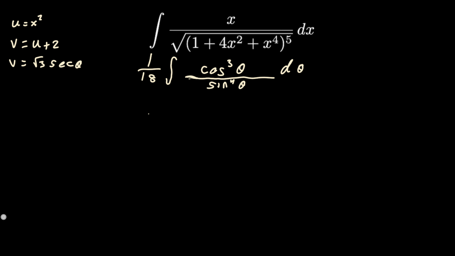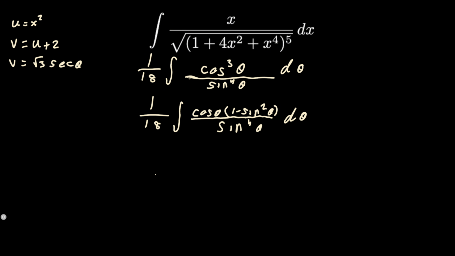So I'm going to write this using trig identity. So we have 1 over 18 times the integral of cosine theta times 1 minus sine squared theta over sine to the 4 theta d theta. And here I'm going to make a new substitution again, where w is equal to sine theta, and dw is equal to cosine theta d theta.